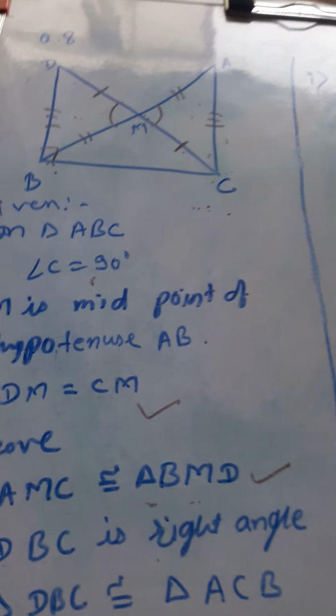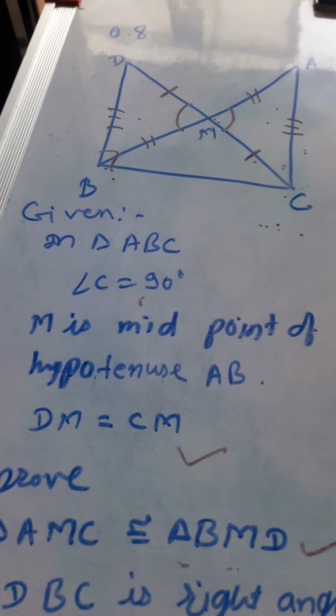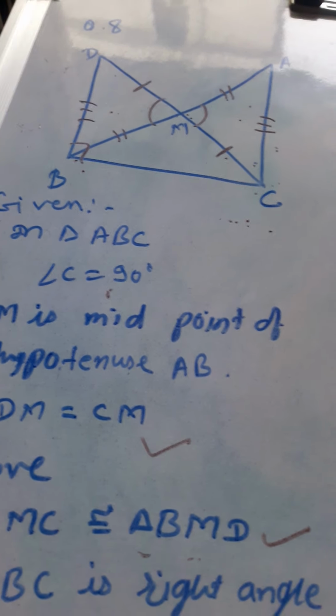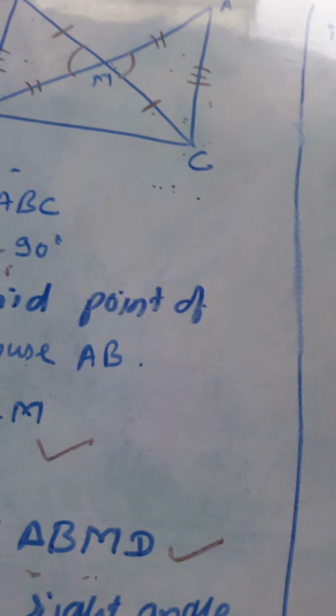Now next, before the next exercise, 7.2, there is one theorem: angles opposite to equal sides of an isosceles triangle are equal.